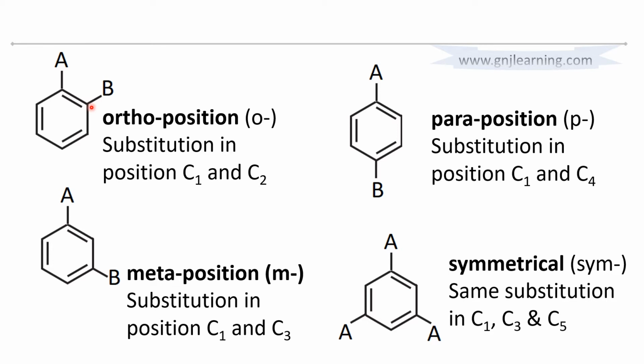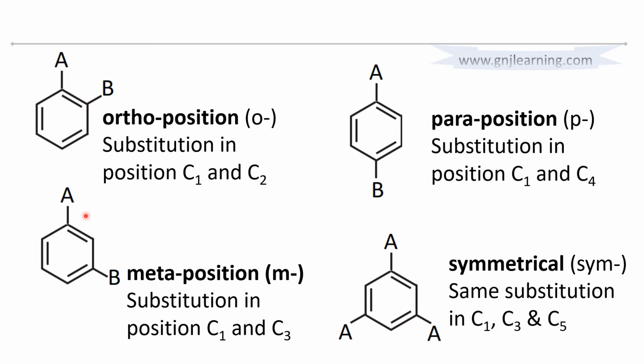If you are numbering the carbons, you can number this as 1 and this as 2, or the other way around. If there are 2 substitutions, and if the substitutions are on adjacent carbon atoms, that is in carbon 1 and carbon 2, then this substituted benzene is called ortho substituted benzene. So it's called ortho position, denoted by o-dash. Clear? So if it is just on the adjacent carbon atom, then that substitution is called ortho position.